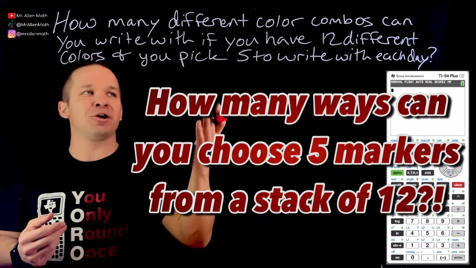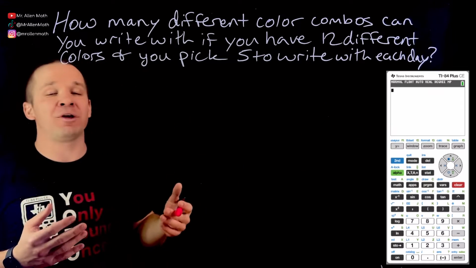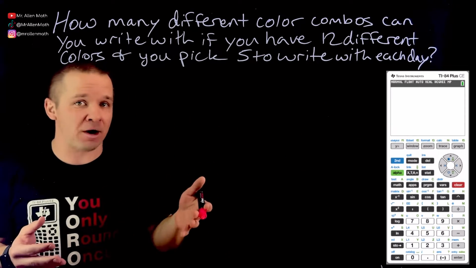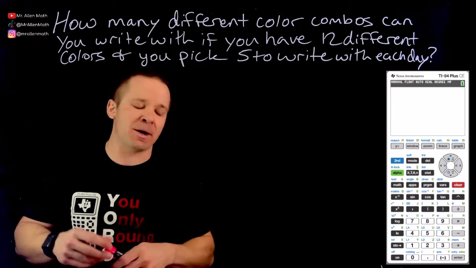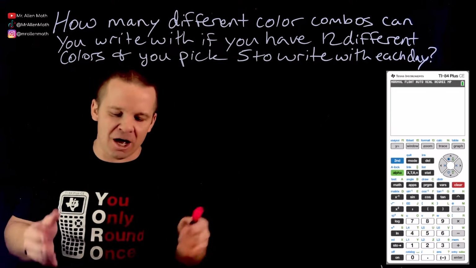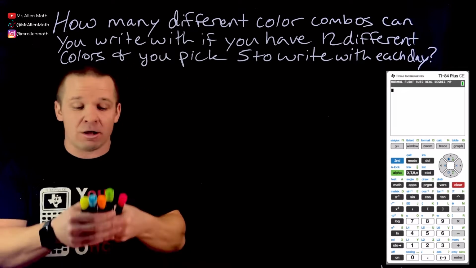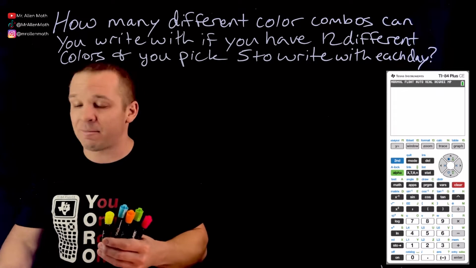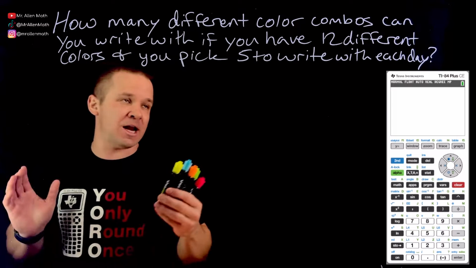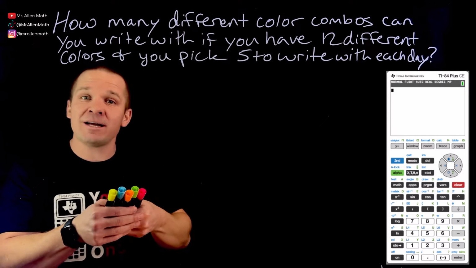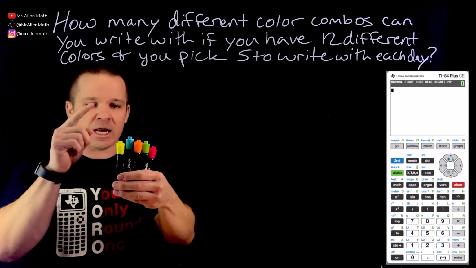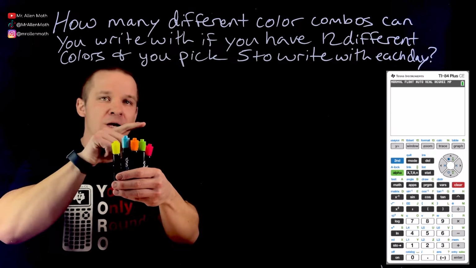Mr. Allen here with a fun little application of combinations. How many different color combos can you write with if you have 12 different colored markers and you pick 5 to write with each day? Perfect scenario for a teacher here. I love having a fat stack of markers to choose from, and I happen to have 5 right here in front of me. So let's say I picked these 5 colors out of my stack of a dozen markers, and that's my day 1 choice. These 5 markers: yellow, blue, orange, green, and pink.